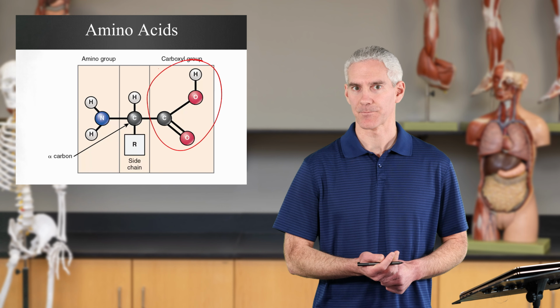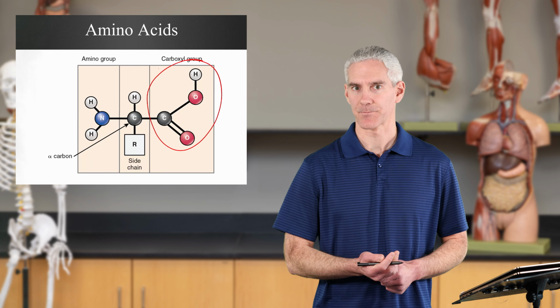All right, that's 3 of the possible 4 bonding sites. The 4th bonding site off of that central carbon is this R group or radical group. That's where the differences occur across all 20 amino acids. Now, you might have a very simplistic group here, just a hydrogen. Others are huge ring structures. It really depends on the individual amino acid as far as what's in that radical group.